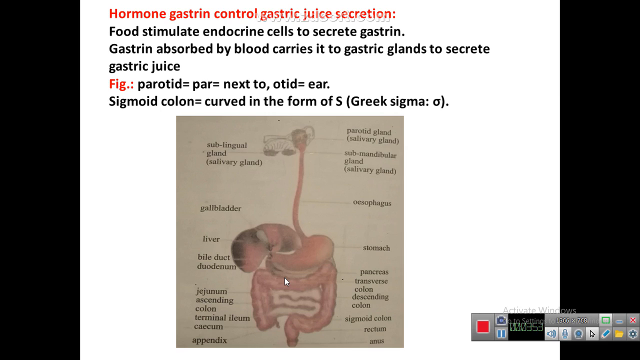3 parts of the small intestine. First one is known as duodenum, second is known as the jejunum, and last is known as the ileum. Terminal word is for the end. The ileum opens into the large intestine. The first part of the large intestine is known as cecum. Along the cecum, the smallest part is known as the appendix. In the appendix, white blood cells are stored.